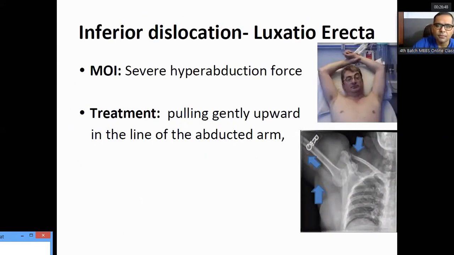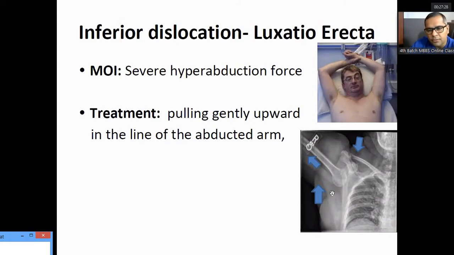Inferior dislocation, which is also known as luxatio erecta, and this is the typical clinical picture when the patient comes with hyperabduction and holding with the opposite hand. This is the typical presentation of the patient, and clinically we can say the shoulder is inferiorly displaced. The force is severe hyperabduction, and the humeral head is levered on the acromion down below the glenoid.